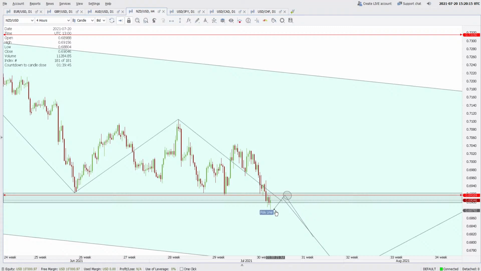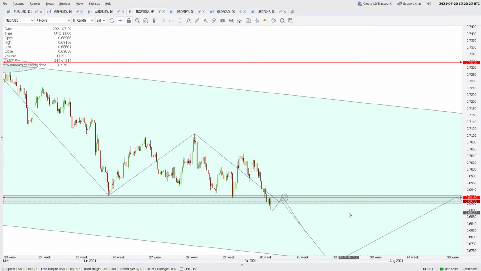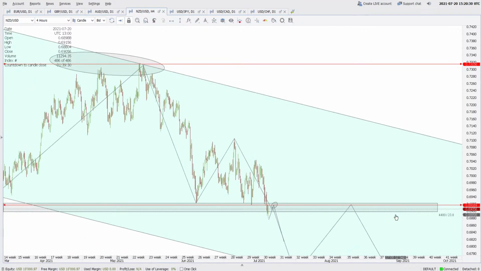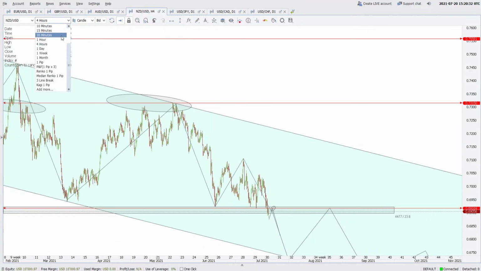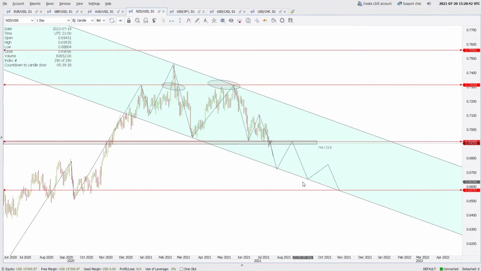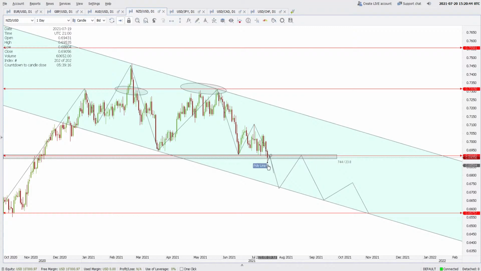Once they have booked their profits, the price will have escalated and will reach this level, and here fresh sellers may emerge and push the price down. If they do push the price down, then eventually it will go back to this channel's lower support, and if that does not hold, then the next level to watch is 0.6575. So keep this in mind.